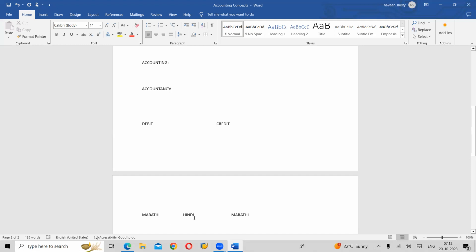And this person, who is sitting in between, knows only Hindi. Apart from Hindi, he doesn't know any other language. Clear? So these people are exchanging words in Marathi. Will this person be able to understand? No. Why? Because he doesn't know the language.